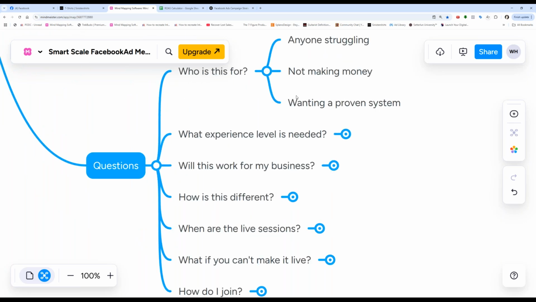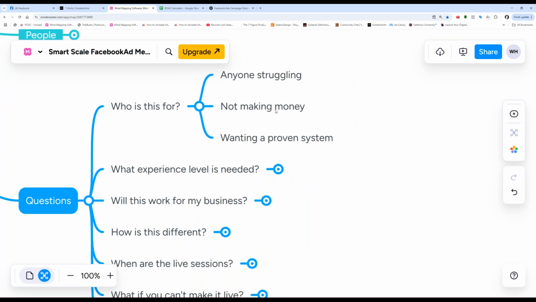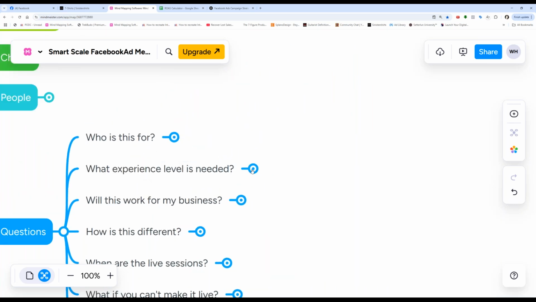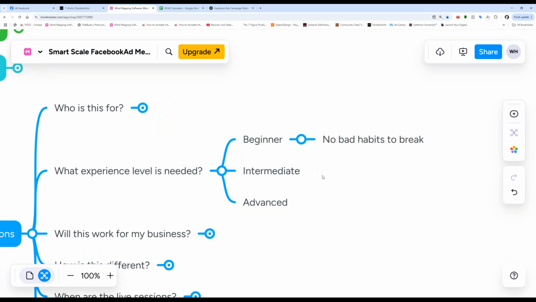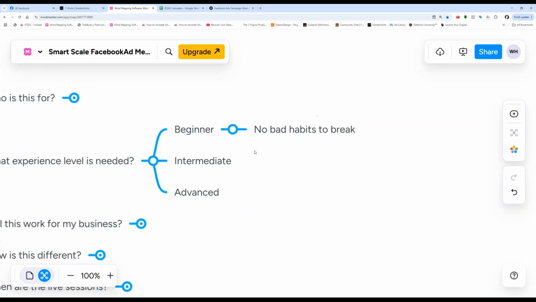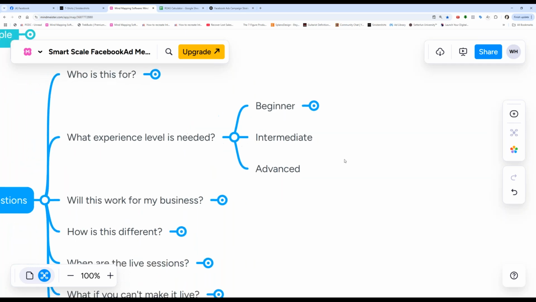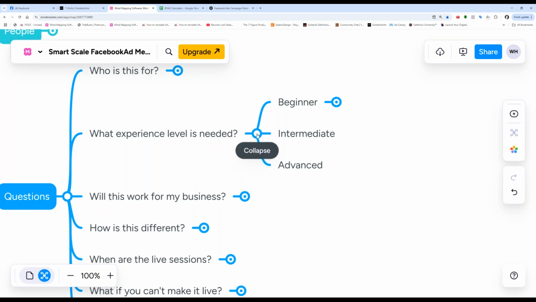So who's this for? Basically anyone struggling, not making money, wanting a proven system. What experience level is needed? Beginner, which means it's actually better because you have no bad habits that I have to break. I love working with beginners. Intermediate people, they've tried it for a while. They've had a little success here and there. Nothing really took off. Even advanced experience level people, I feel like you're going to benefit dramatically from this because you can implement all this stuff right away and get to that scaling phase quick.